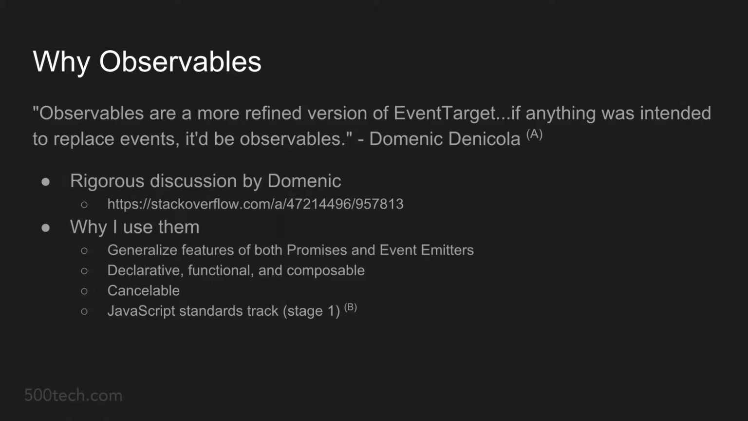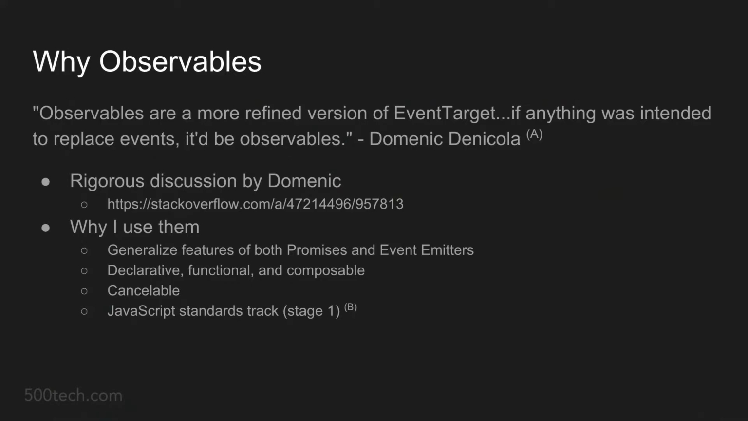I read a Stack Overflow answer by Domenic Denicola comparing observables to other async patterns in JavaScript, and this quote really struck me: observables are a more refined version of event target. If anything was intended to replace events, it would be observables. I think that's interesting because he wrote the precursor spec to the ES6 Promise spec, and he's involved in TC39. Observables do happen to be on the JavaScript standards track in TC39 at stage 1, so it could be interesting to know from that perspective. But I use them personally, so for that rigorous discussion, go there.